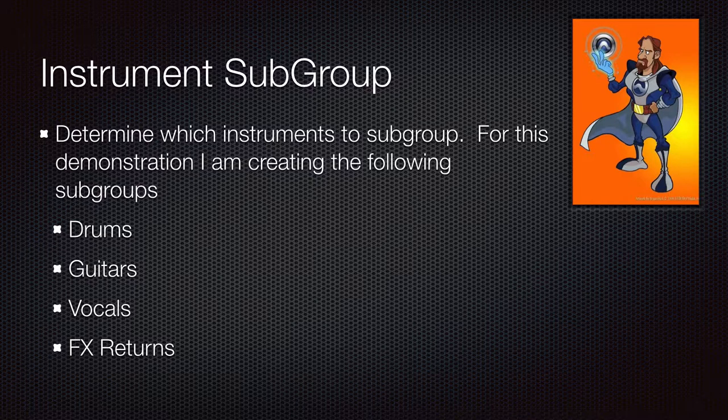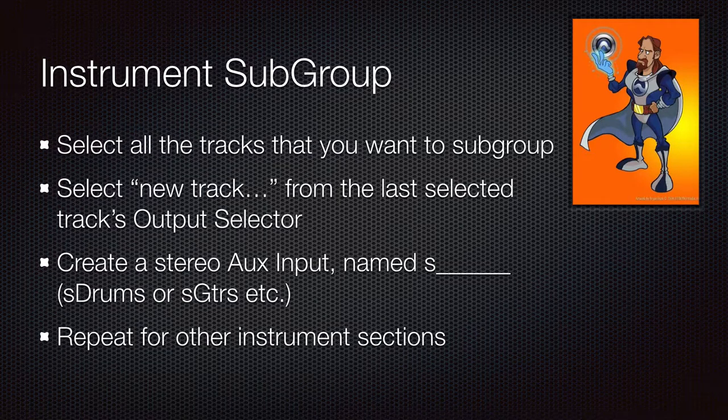Drums, guitars, vocals, and effects returns. So basically the process is we're going to select all the tracks that we want to subgroup. We're going to hold Option Shift and select new track from the output. Create a stereo aux input, name it, and then repeat. So we'll start with the drums.